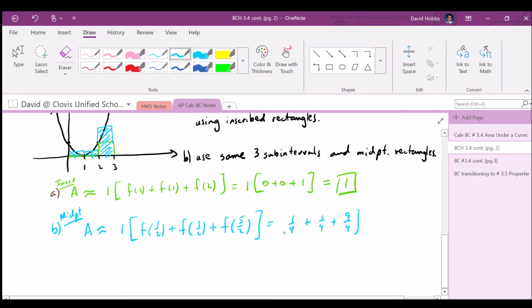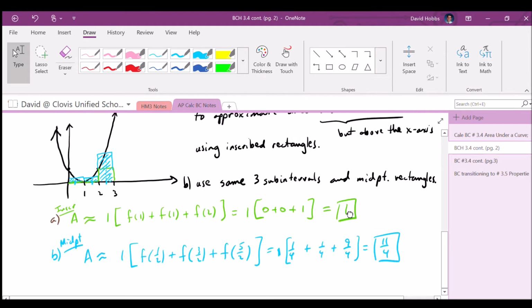And then all of that is times 1, so let's see, 10/4, 11/4. Okay, so 2 and 3/4 as opposed to just 1. So that's a much better approximation for that one.